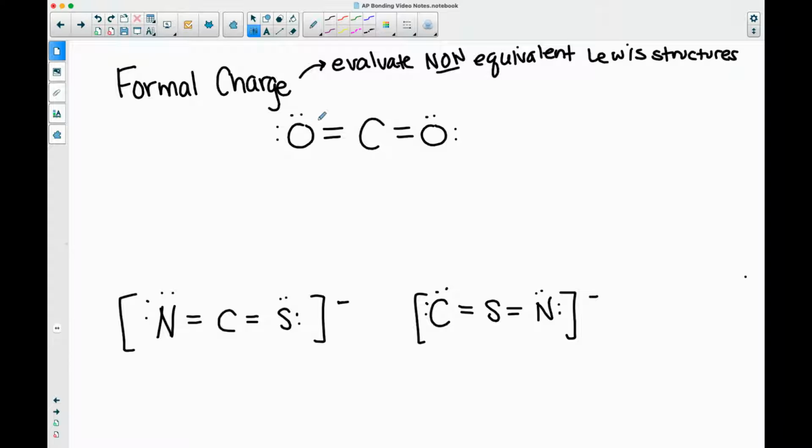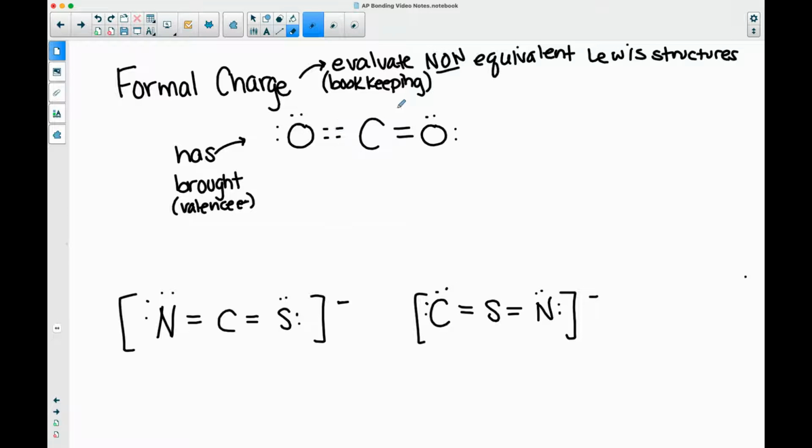Now, we know that these electrons are not attributed to individual atoms because they are in covalent bonds, but this is really just a bookkeeping method. So the two things that we're going to need to keep in mind are how many electrons the atom has in the molecule, versus how many it brought with it. So how many does it have in the current molecule versus the valence electrons it would have if it was on its own.